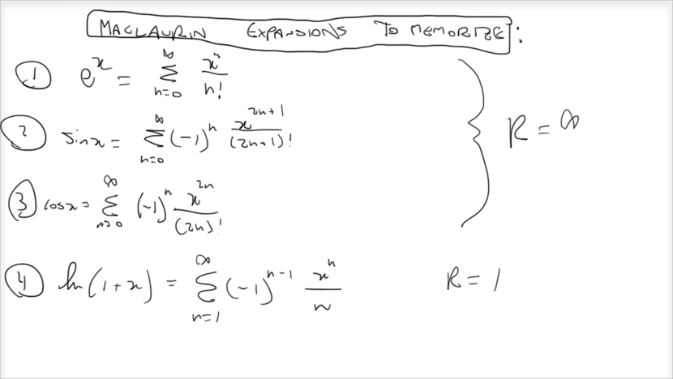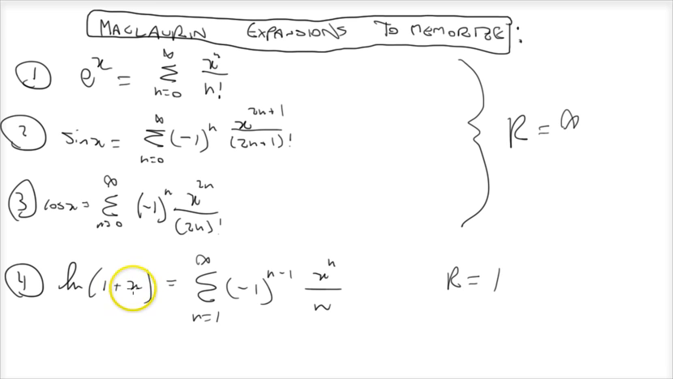Alright, so here are 4 MacLaurin expansions that are really helpful to commit to memory for the AP. We've got e to the x, which we just proved, sine x, which we're going to do a problem related to, and it's this series. We've got cosine of x, and we've got the natural log of 1 plus x. The important thing to note is the first 3 expansions all have an infinite radius of convergence, so they converge for all values of x. However, the radius of convergence for the natural log of 1 plus x is only 1, so be careful what values you're trying to approximate with this.